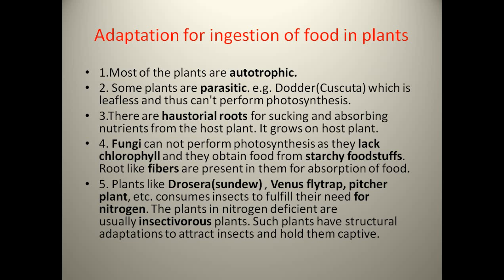Plants like Drosera, sundew, Venus flytrap, and pitcher plant consume insects to fulfill their need for nitrogen. The plants in nitrogen deficient soil are usually insectivorous plants. Such plants have a structural adaptation to attract insects and hold them captive. Sorry, what I discussed in point number two is that some plants are parasitic. Cuscuta is leafless and thus can't perform photosynthesis, so it depends upon another plant. I was talking about the insectivorous plant right now.